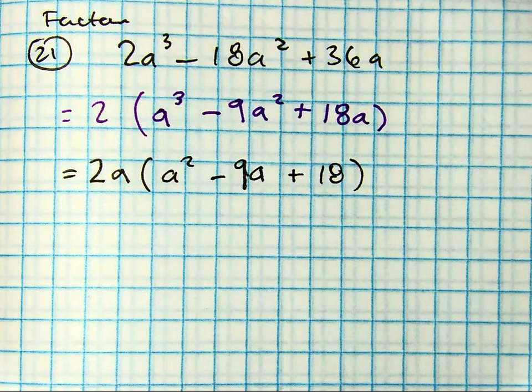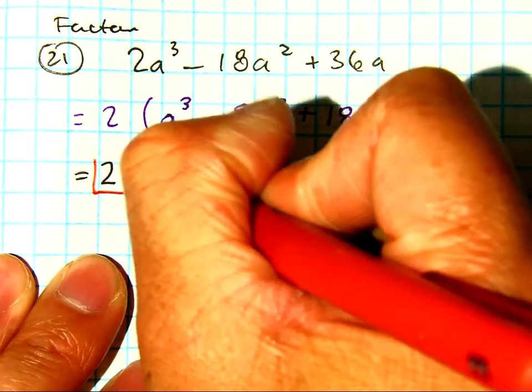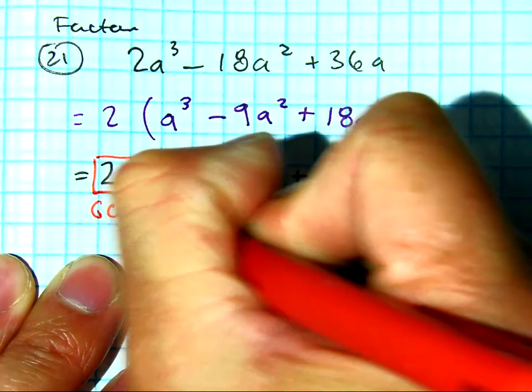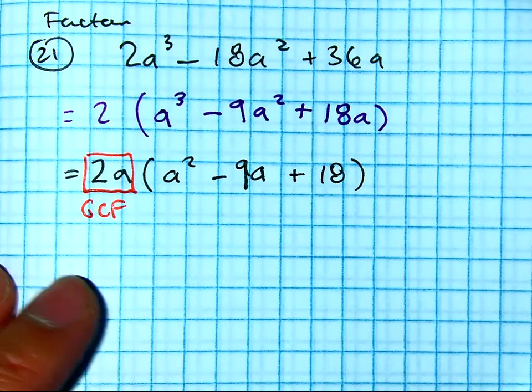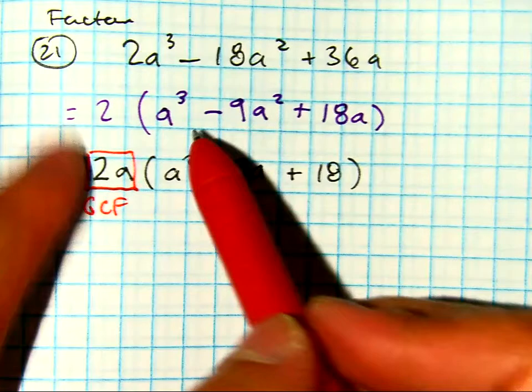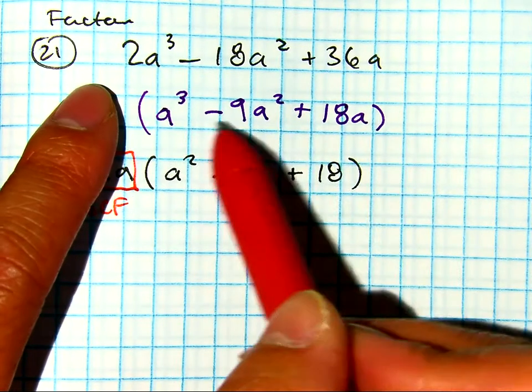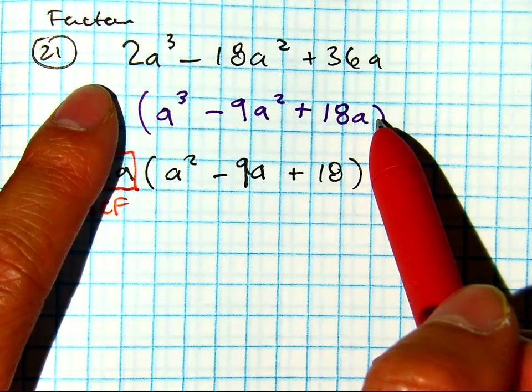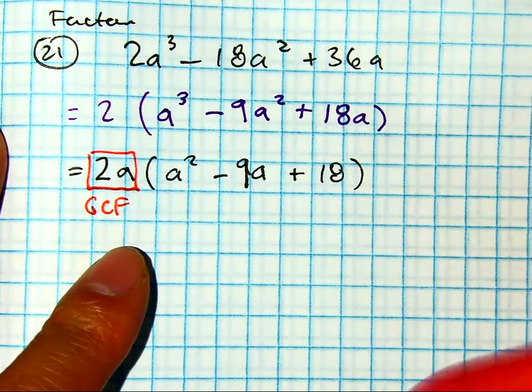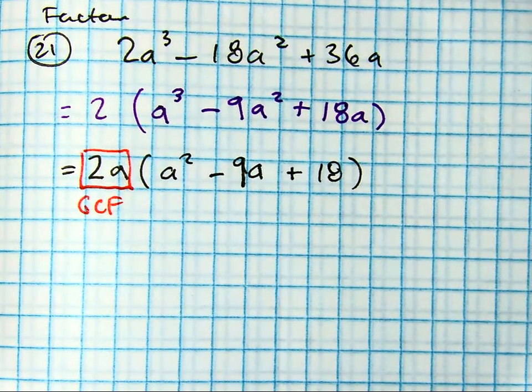So 2A is my greatest common factor. Notice how if you don't see the greatest common factor in the very beginning, you can just look at your trinomial in the parentheses and you're like, hey, look at that. They all have an A. Let me take that out. Okay. Notice how math was forgiving. We can still do the problem even if we didn't see it at first.